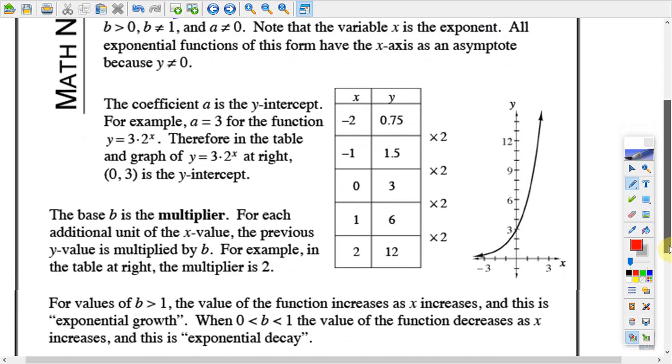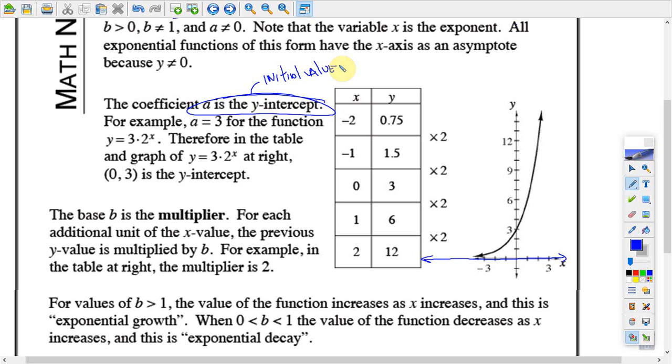All exponentials in this form have the x-axis as an asymptote. We talked about asymptotes a few videos ago. This is a line down here that our function is approaching but never quite reaching. We're getting closer and closer to y equals 0, or the x-axis, but it never quite gets there. The coefficient a is the y-intercept, or the initial value.